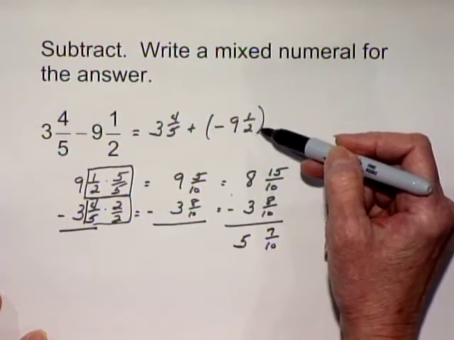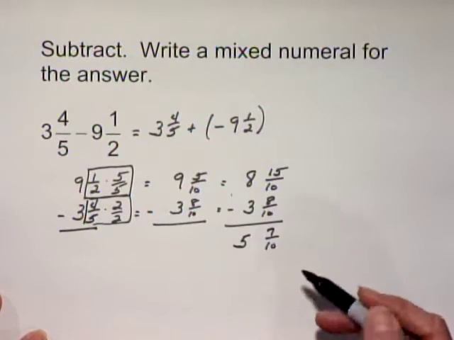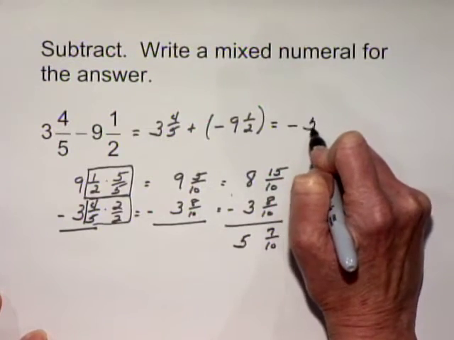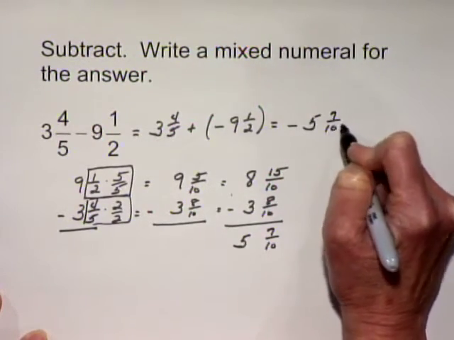And remember, we said that because the negative number has the larger absolute value, the result will be negative. So the result is negative 5 7/10.